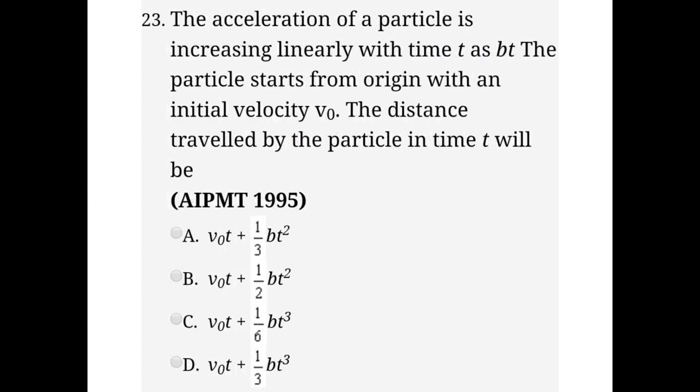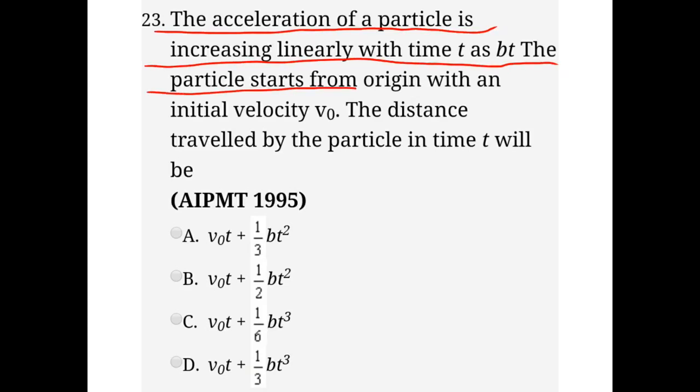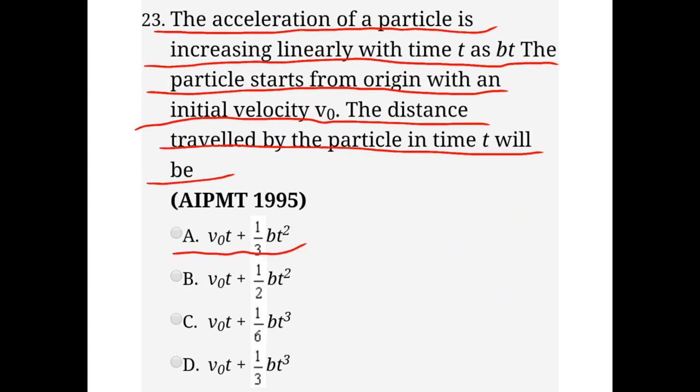Question number 23. The acceleration of a particle is increasing linearly with time t as bt. The particle starts from origin with an initial velocity v0. The distance traveled by the particle in time t will be, there are four options. A, v0 t plus bt square by 3. Option B, v0 t plus bt square by 2. Option C, v0 t plus bt cubed by 6. Option D, v0 t plus bt cubed by 3.